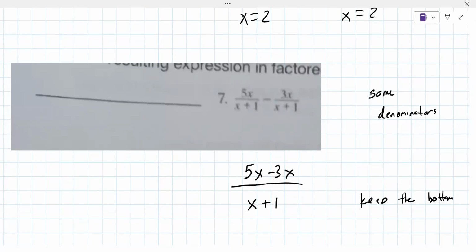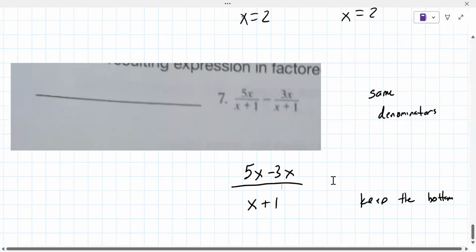5x minus 3x. I guess you can combine those since they both have x. Okay, what does that become? So would this be a subtraction since it's a negative 3? Yeah, it's 5x minus 3x, 5 minus 3.